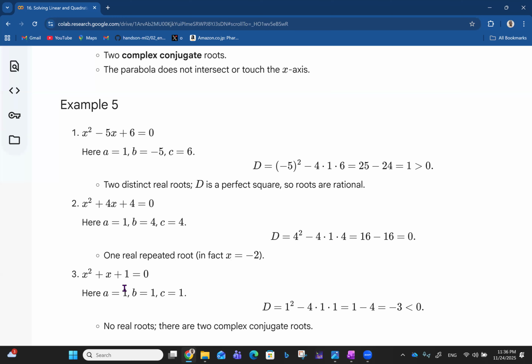Then you have x squared plus x plus 1 equals 0. Here a is 1, b is 1, and c is also 1. So d now is b squared, that's 1 squared, minus 4 times 1 times 1. That's 1 minus 4, that's minus 3, which is less than 0. So in this case, you have no real roots. There are two complex conjugate roots. The real and imaginary parts are the same, except that one is positive and one is negative. That is why they are said to be complex conjugates. I think that was what we talked about in the last video, talking about conjugate pairs.